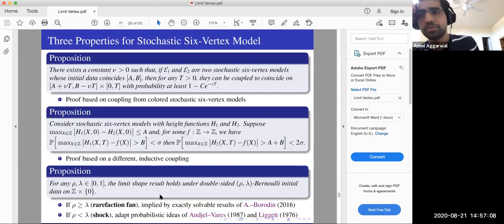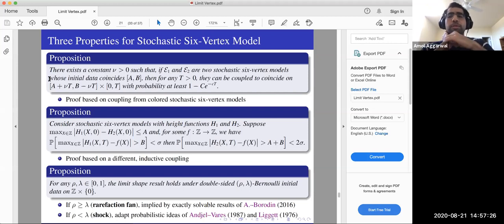Okay, so now what I just want to do is tell you what these 3 properties, finite speed of propagation, height stability, and coincidence on Riemann profiles, look like in the discrete model. So this is where the work goes, more or less.